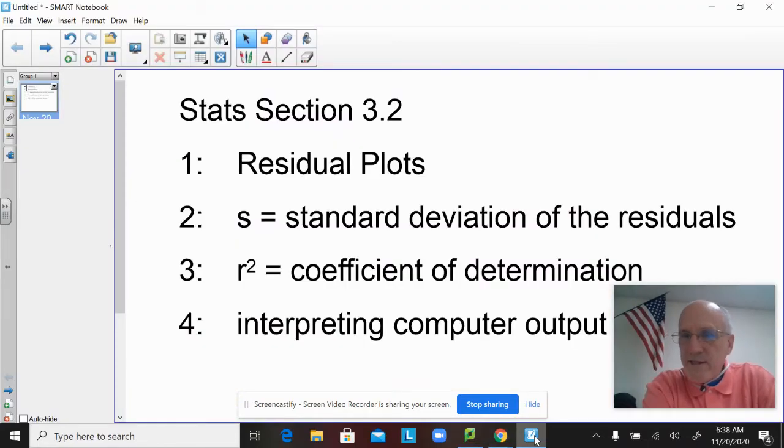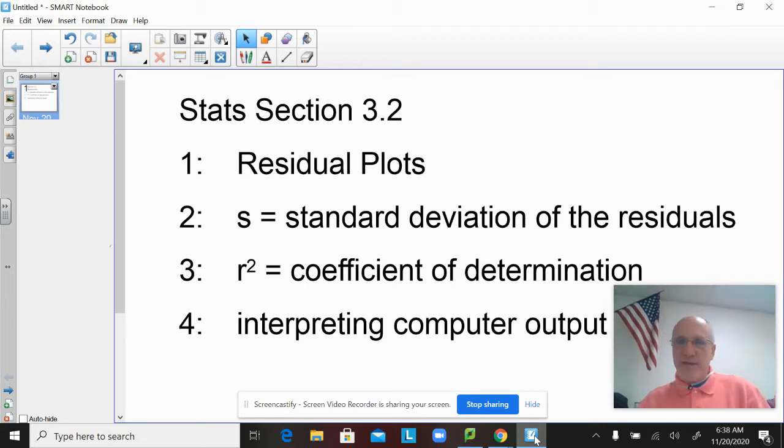Good morning. This is the next video for stats section 3.2. We've already talked about regression lines and correlation and calculating the residual, which is how far a point is from the regression line. The residual was actual minus expected.